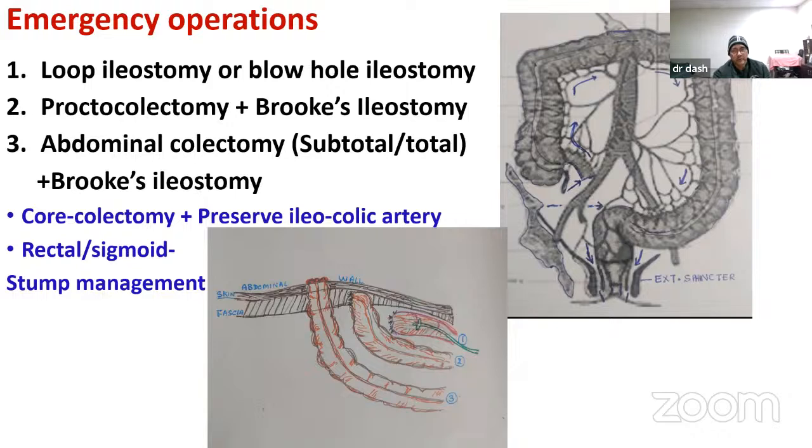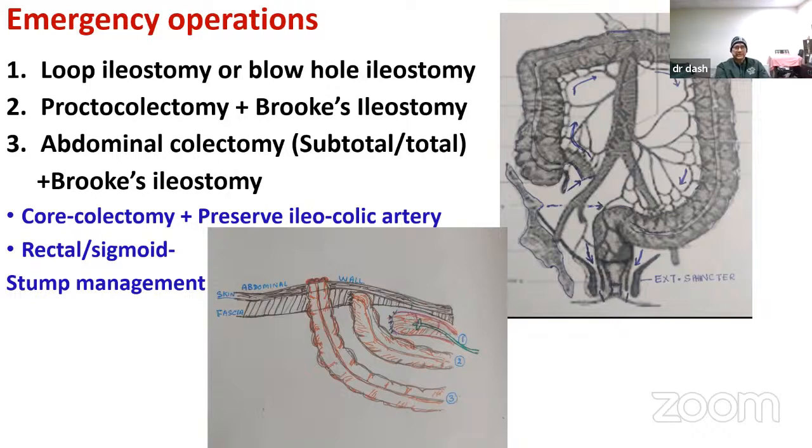So a loop ileostomy, earlier on blowhole ileostomy by putting a tube into the ileum, or the cecostomy, those are described, they're obsolete now. In my career, I have seen only 2 cases of loop ileostomy being done in these circumstances, and fortunately both of them recovered from the toxic state. So that is to mention one.